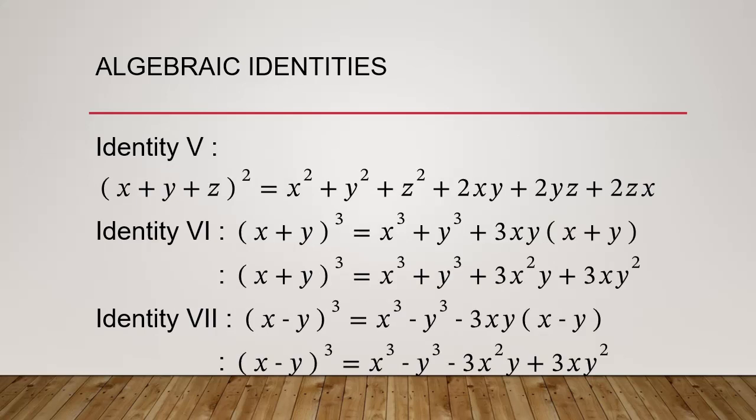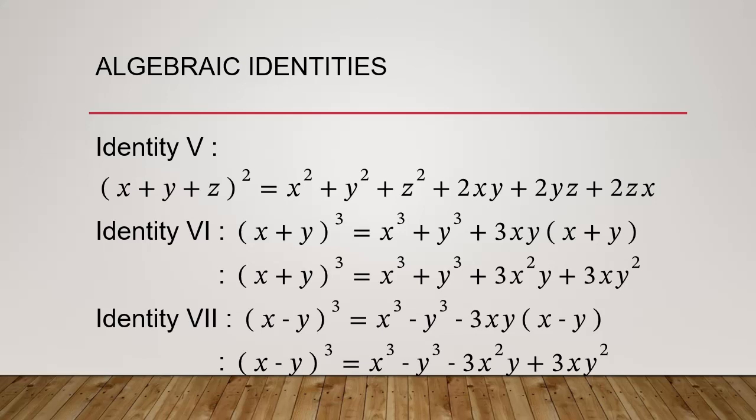Now moving further with the next identity, identity number 5. This identity is based on trinomials. Here we have three variables. The identity is x plus y plus z whole to the power 2 is equal to x square plus y square plus z square plus 2xy plus 2yz plus 2zx. Now identity number 6: x plus y whole to the power 3 is equal to x cube plus y cube plus 3xy into x plus y, or we can also write it as x cube plus y cube plus 3x square y plus 3xy square.